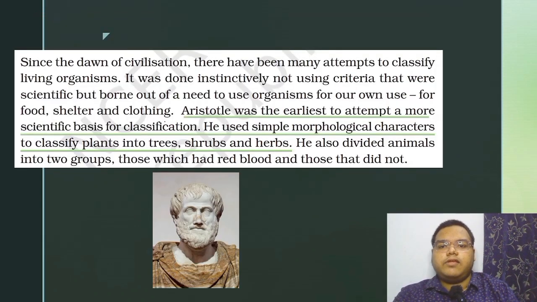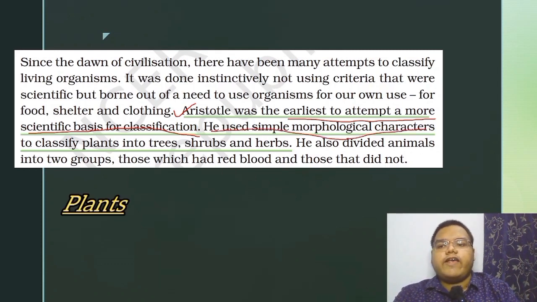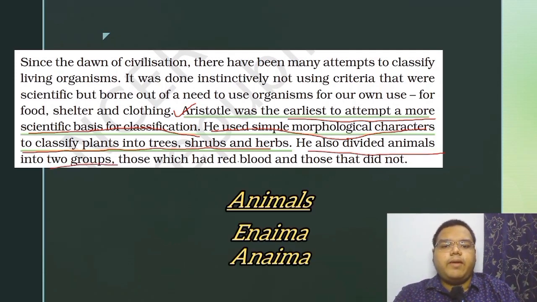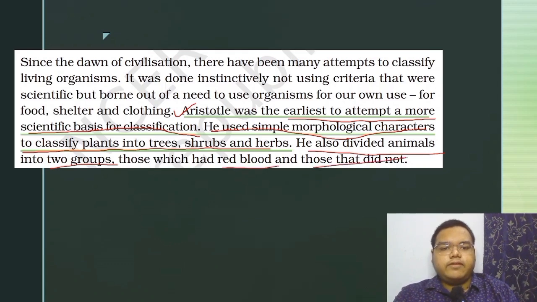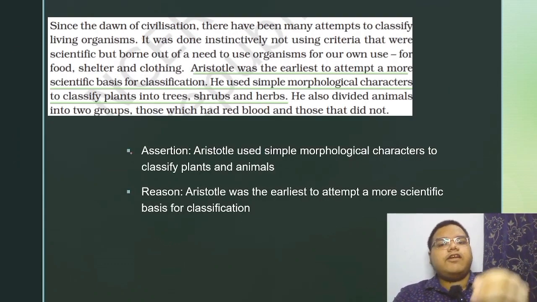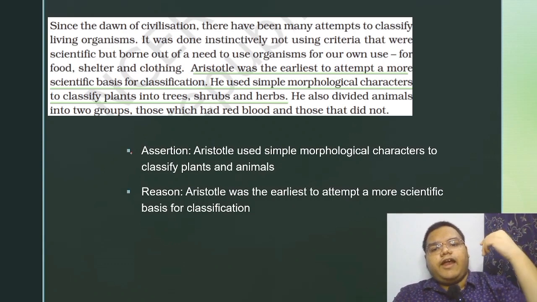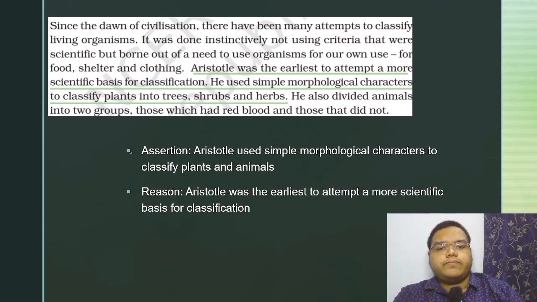Next, here you can see Aristotle was the first person to attempt a more scientific basis of classification. He used simple morphological characters to classify plants into trees, shrubs, and herbs. He also divided animals into 2 groups, enaima and anaima. You know that, right? Next, the assertion reason from this can be: Assertion: Aristotle used simple morphological characters to classify plants and animals. Reason: Aristotle was the earliest to attempt a more scientific basis for classification.